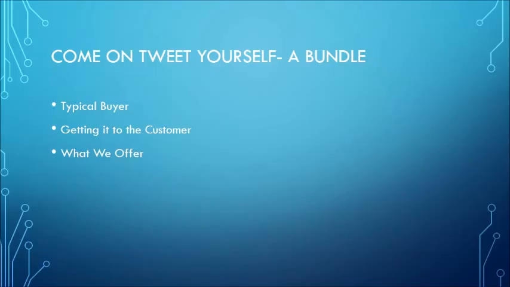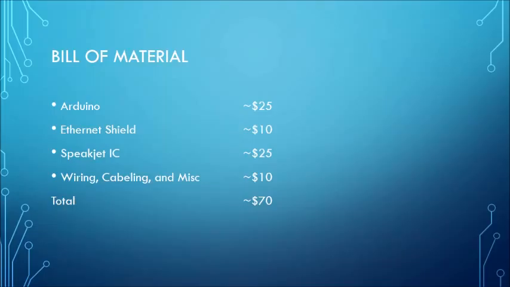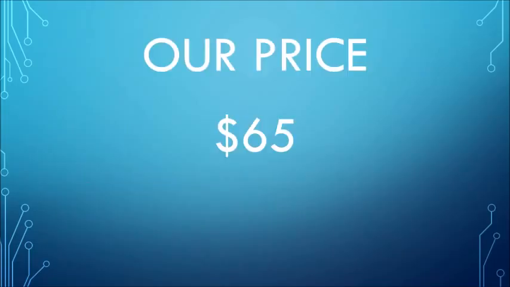Before we get too in-depth into how each component works, we're going to talk about what the customer is actually buying when they buy this product. They're going to buy an Arduino, an Ethernet shield, a SpeakJet IC, wiring, cabling, and miscellaneous parts, and it's going to add up to about $70 total. If they buy our product, which is a bundled kit, they get about a $5 savings because we have the right people working on the right stuff, and we know how to get our prices a little bit lower than what the average person may buy for.